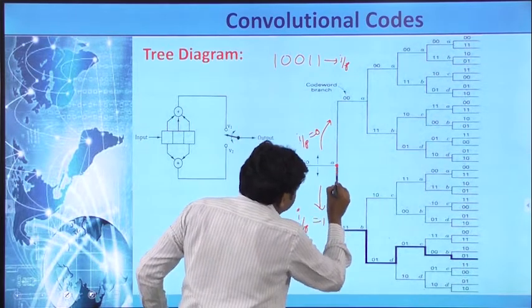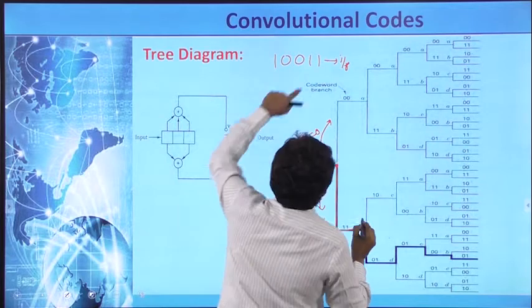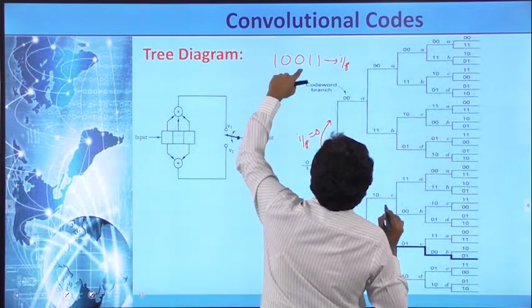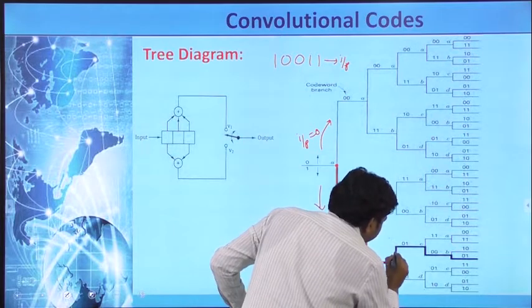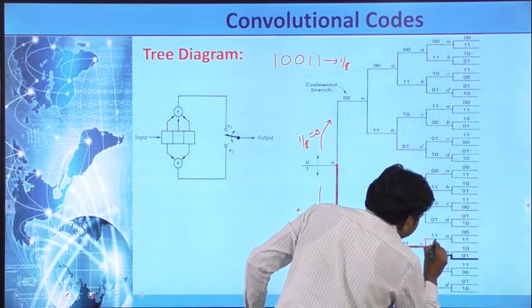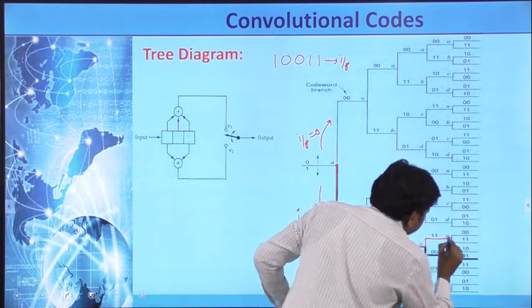1 means you can move in the downward direction. And the second one is 1, move downward. The input is 0, you can move upward. The input is again 0, move upward. The input is 1, you can move downward.